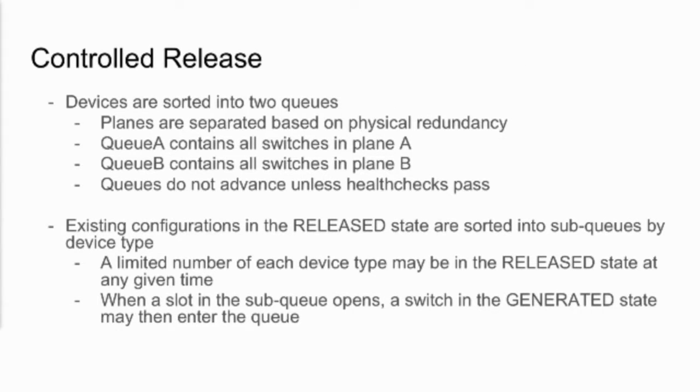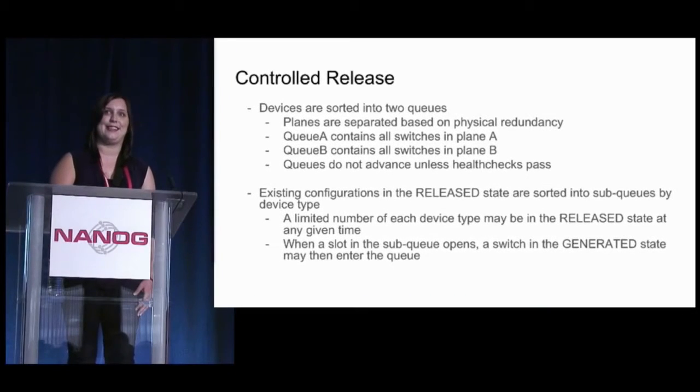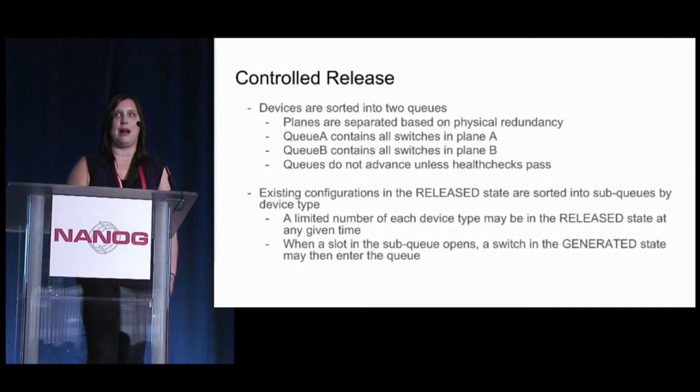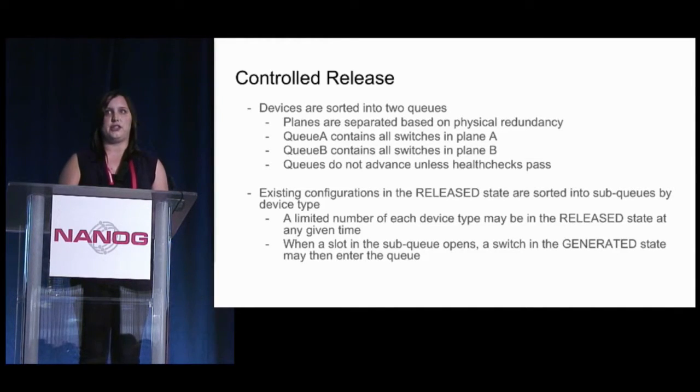All right, so let's talk about this controlled release system. I think many of us would agree this is arguably the most important part of the system. We really don't want to propagate bad things. So what we do is when devices are in the generated state, they're sorted into two queues. Those two queues are based on the actual physical planes of redundancy in our cluster networks. So queue A contains all the switches in plane A, and queue B contains all the switches in plane B. These queues don't advance unless the health checks pass.